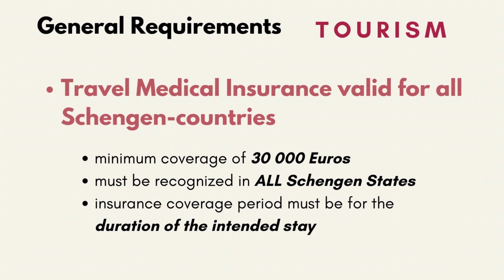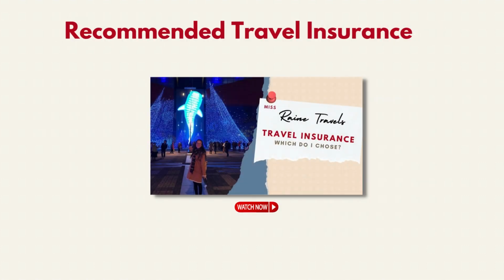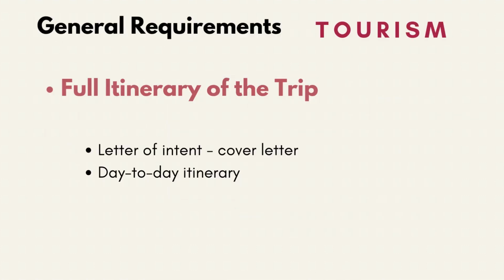So next one is your travel insurance. The travel insurance should be valid for all the member states of the Schengen area. It must have a minimum coverage of 30,000 euros and it should cover the duration of your intended stay. Since it is for tourism, you would also need to supply a full itinerary of your trip.